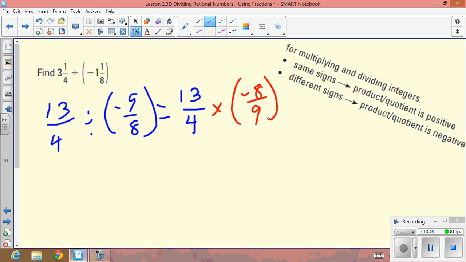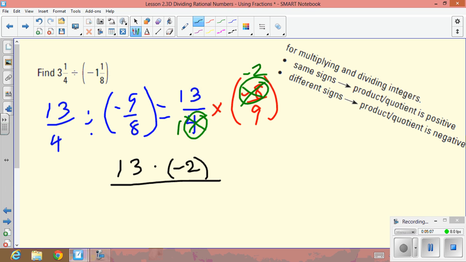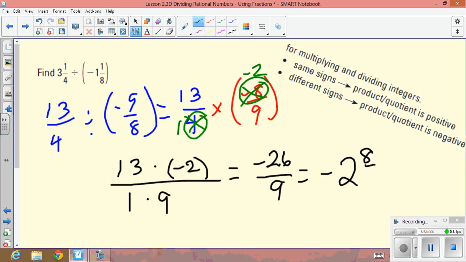What we can do is take a look at 4 and 8 and cross reduce. 4 and 8 share a factor of 4, so 4 divided by 4 is 1. -8 divided by 4 is -2. Now we can make one large fraction, 13 times negative 2, and our denominator is 1 times 9, to give us a solution of negative 26 over 9, and we reduce. 9 goes into 26 2 times, 8 left over at a 9.